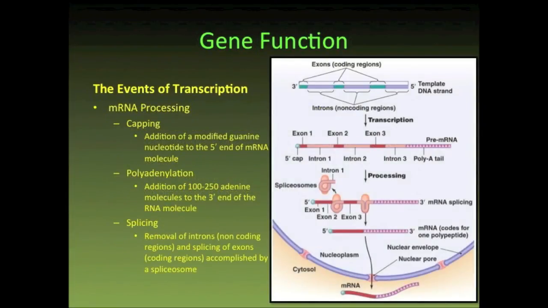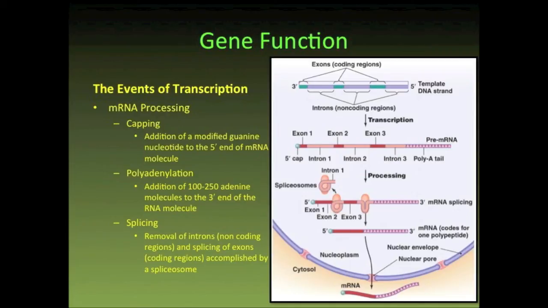The first event that occurs is the addition of a modified guanine to the 5' end of the mRNA transcript. This guanine is referred to as a 5' cap. This cap is necessary for the ribosomes of eukaryotes to recognize and read the mRNA.